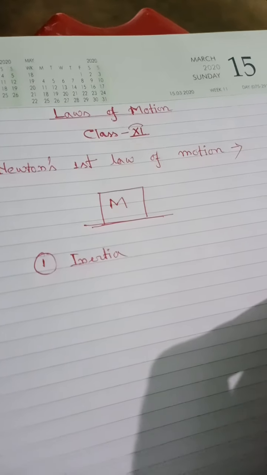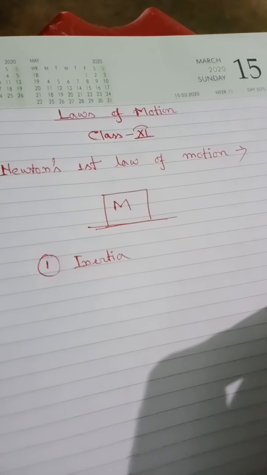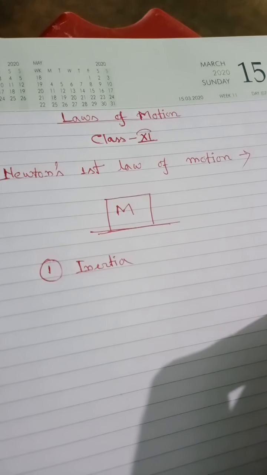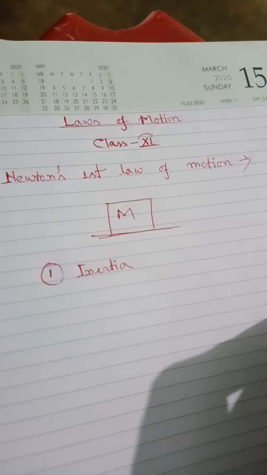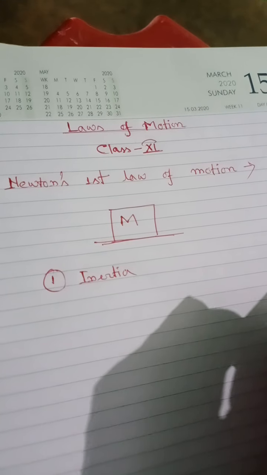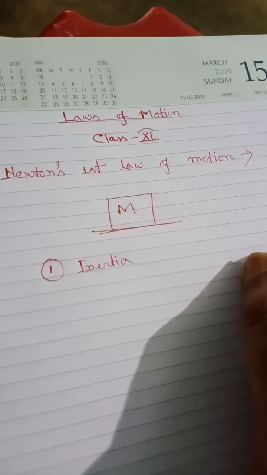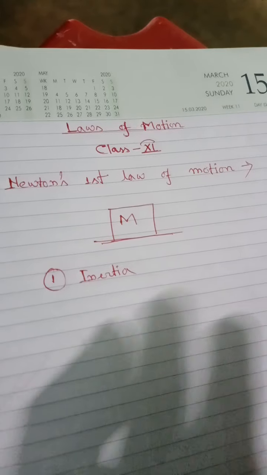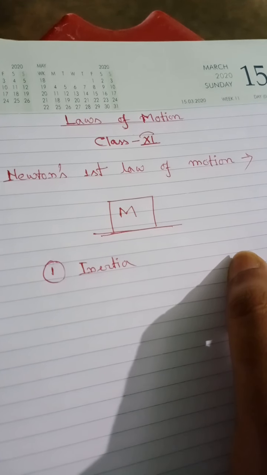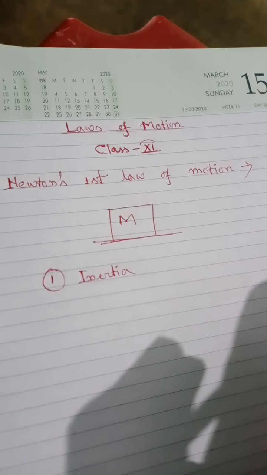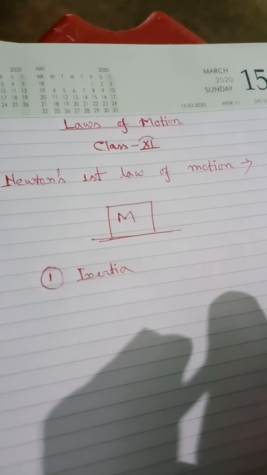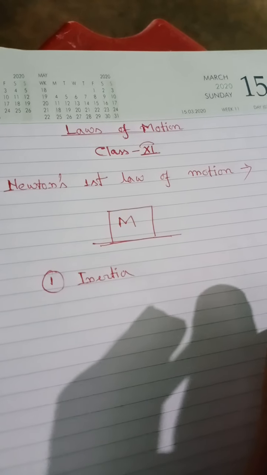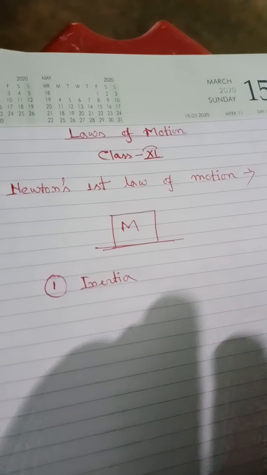Inertia. This is the property of an object. This inertia means if any body is at rest, it always tries to be at rest. कोई बॉडी अगर रेस्ट में है तो ये बॉडी रेस्ट में ही रहना चाहता है. And if any body is in motion, that always tries to be in motion. कोई बॉडी अगर मोशन में है तो ये हमेशा मोशन में ही रहना चाहता है.